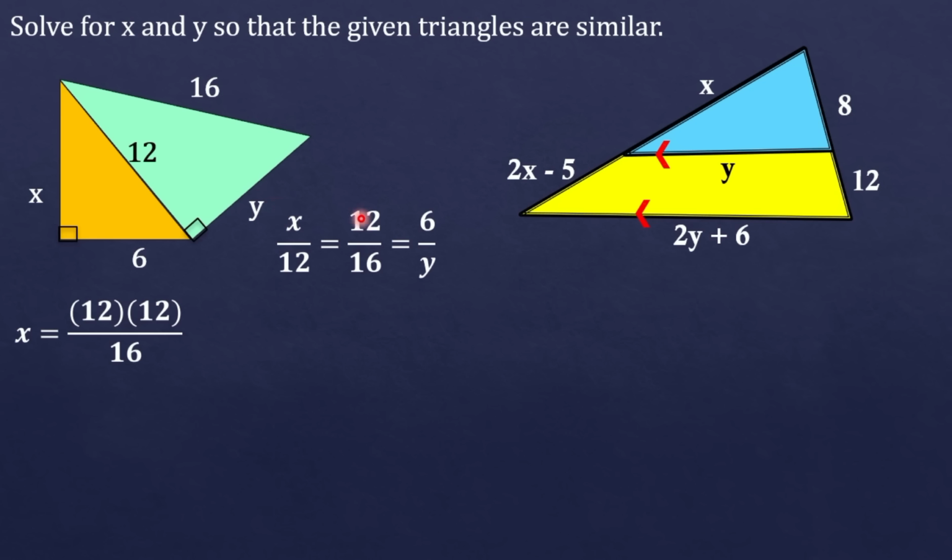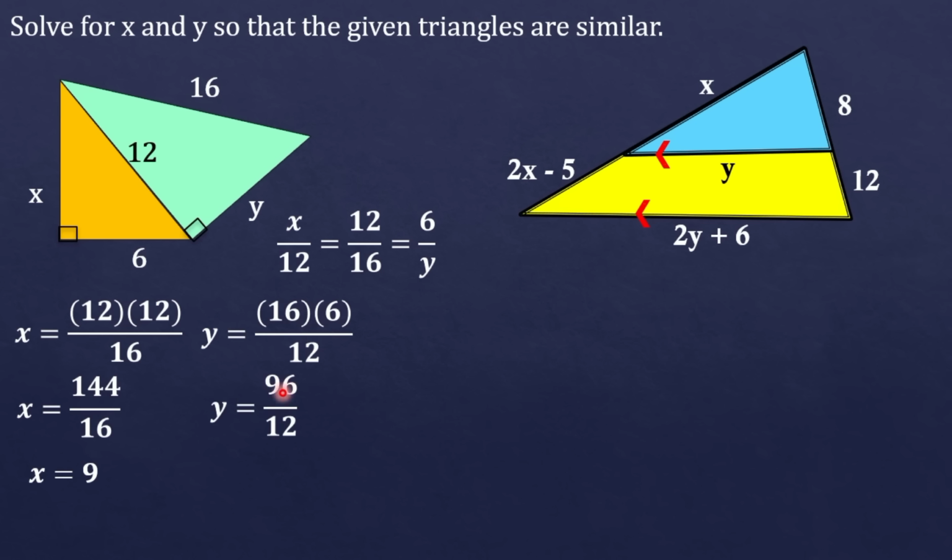So, 12 times 12 divided by 16. That is 144 divided by 16. Your x is equal to 9. So, ibig sabihin, this is 9. To solve for y naman, ito naman po ang gagamitin nating proportion. So, we have y is equal to 16 times 6 divided by 12. So, 16 times 6, that is 96. Divided by 12, that is 8. So, kung i-check nyo, 12 times 8, that is 96. So, your y is 8.